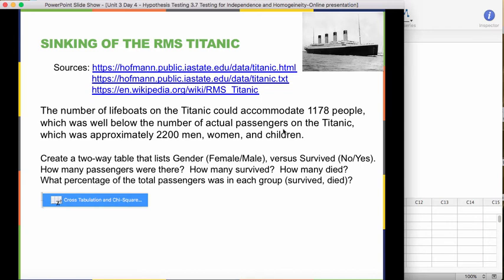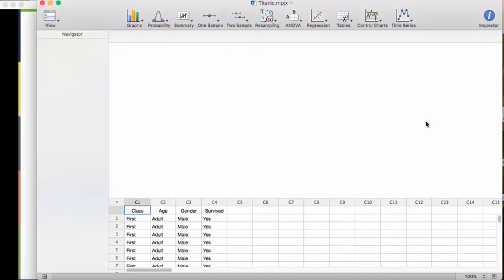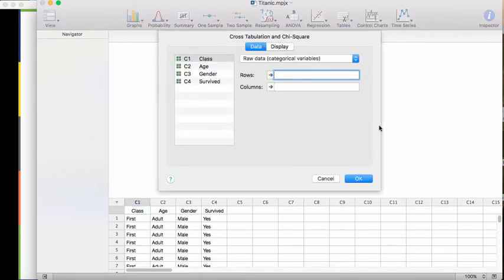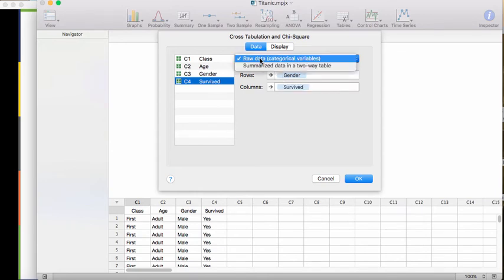I'm going to switch over to Minitab, and let's do it. We're going to go to Tables, and we have these different choices. We're interested in studying gender versus survival, so those are the variables we're going to use. For the row, I'm going to put gender. For the column, I'm going to put survived. We do have the raw data as categorical variables, so we're going to leave it as it is. Now let's just run it.